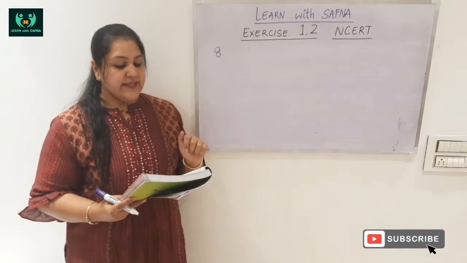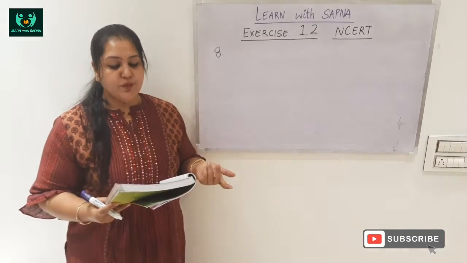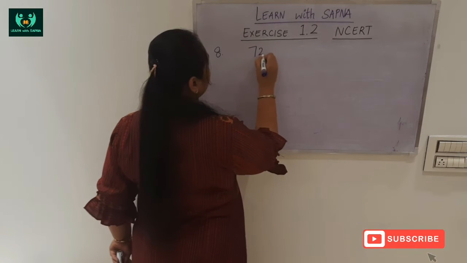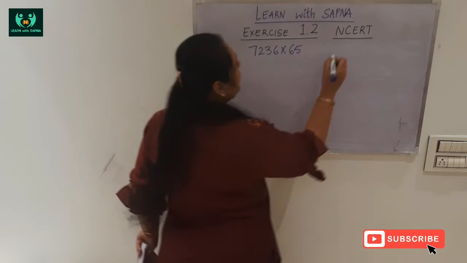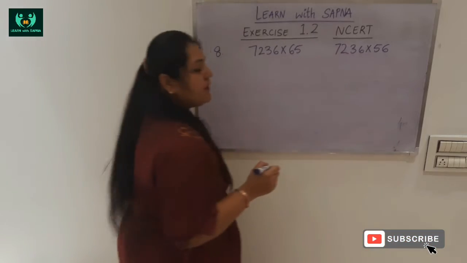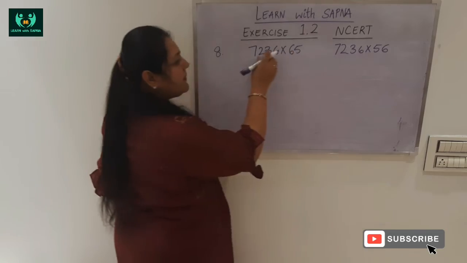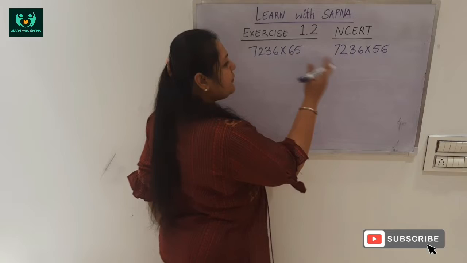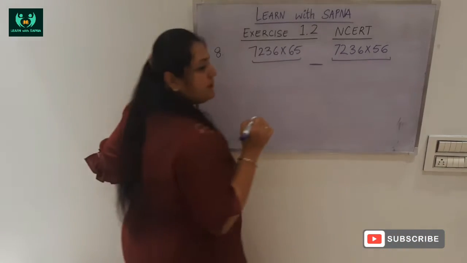Now, 8th question says a student multiplied this number by 65 instead of 56. By how much was his answer greater than the correct answer? Now, 7,236 को स्टूडेंट ने मल्टीप्लाई कर दिया 65 से, when actually उसे मल्टीप्लाई करना था 56 से, right? Now how much will the answer? Obviously 65 बड़ा है 56 से, these two numbers are common, तो ये multiplication इस multiplication से greater होगा. So what is the difference? Will be this number minus this number, right?